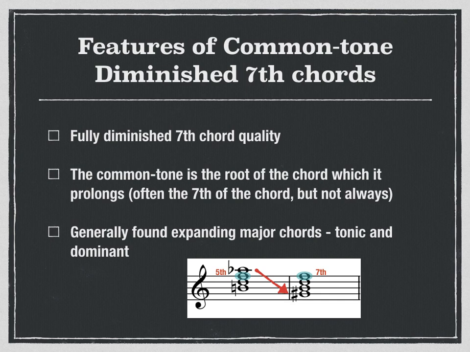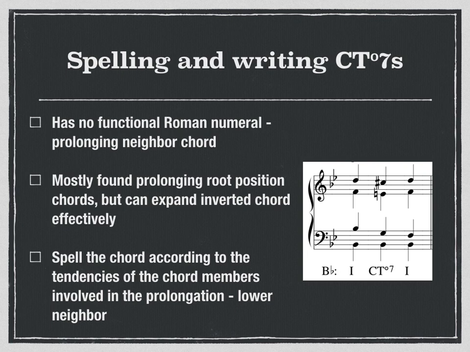Lastly, we are going to find this chord prolonging major triads for the most part, primarily the 1 chord and the 5 chord, or tonic and dominant respectively. A quick reiteration of spelling and voice leading is helpful here. Again, there is no function to this chord except that of a chromatic neighbor chord. So we're going to use CT diminished 7 in our Roman numeral analysis. You may do the same with jazz chords, or you can identify it with the root and quality as we normally would.